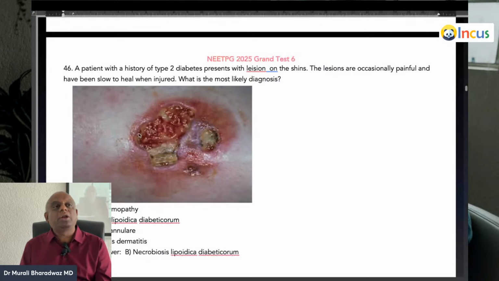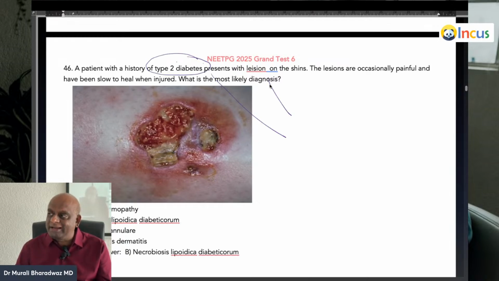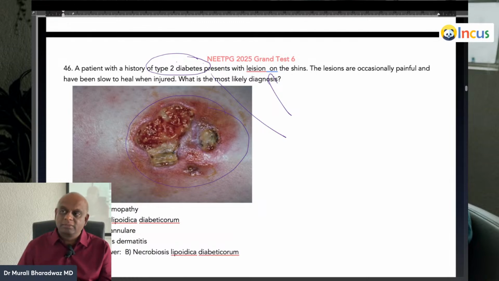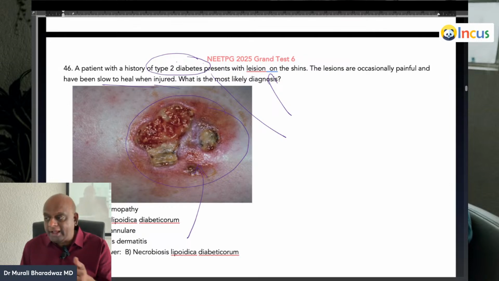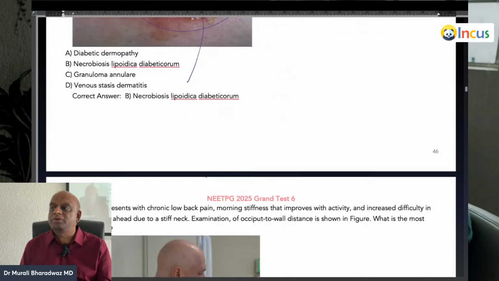Diabetes, metabolic syndrome, any high glucocorticoid levels. Abdominal striae. The patient has type 2 diabetes with the lesion on the shin. It is painful, slow to heal when injured. So this is necrobiosis lipoidica diabeticorum, the classical lesion which you are able to see.